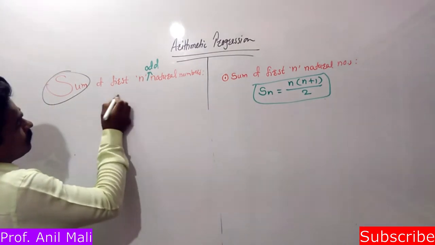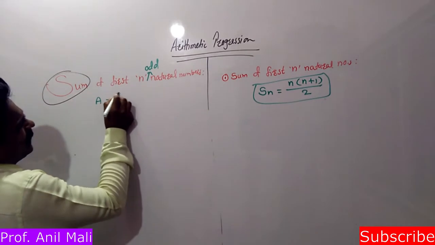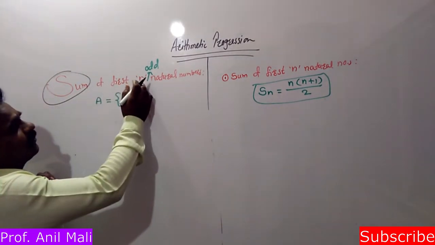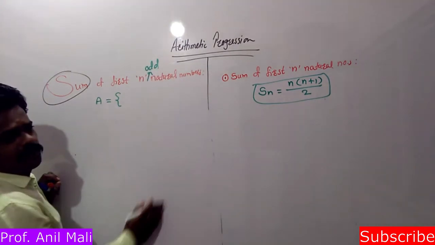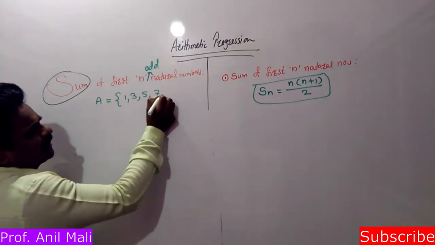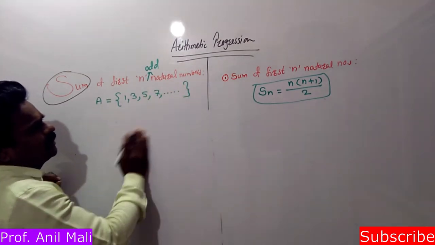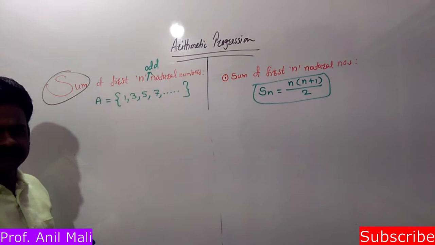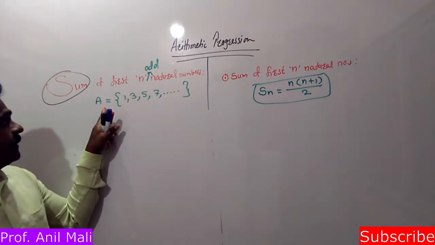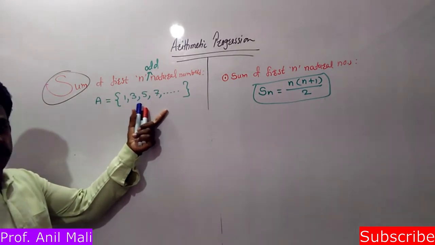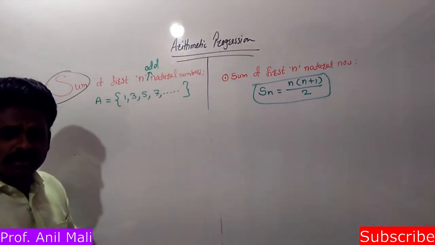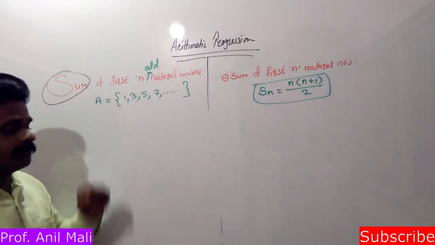So let us suppose that the set is A, and this will be given like this. A is the set of all n odd natural numbers. So 1, 3, 5, 7 and so on. N terms are there. No problem. So this is the set A, and A defines that the numbers inside this curly bracket are odd natural numbers. The first odd natural number is 1.